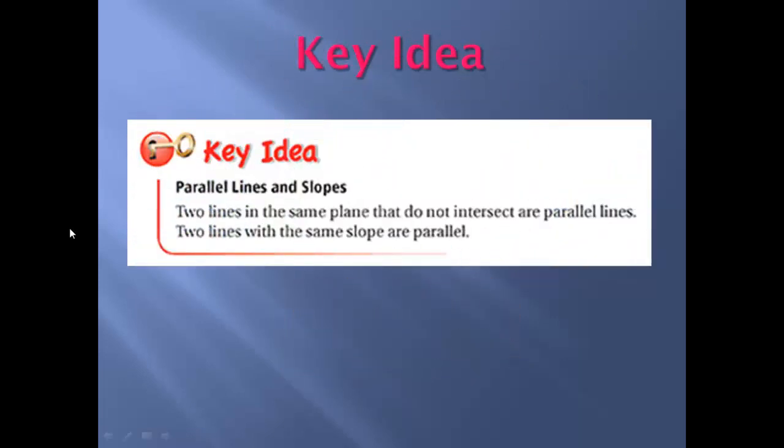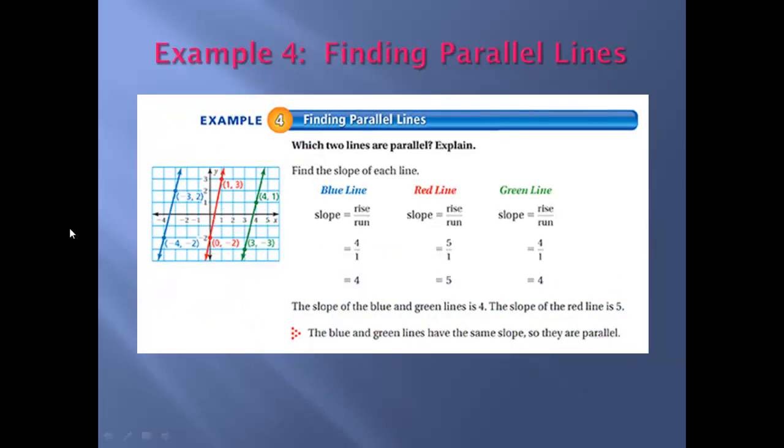Now we have another key idea. For parallel lines and slopes, 2 lines in the same plane that do not intersect are parallel lines. 2 lines with the same slope are parallel. For our fourth example, we're finding parallel lines. Which 2 lines are parallel?